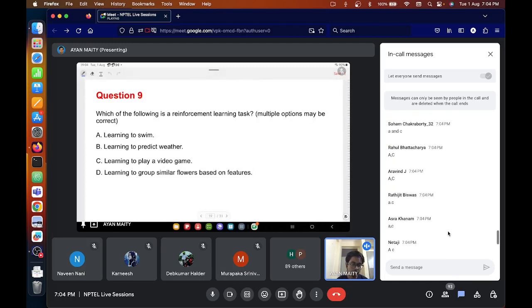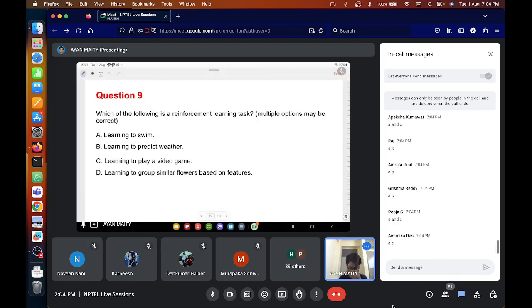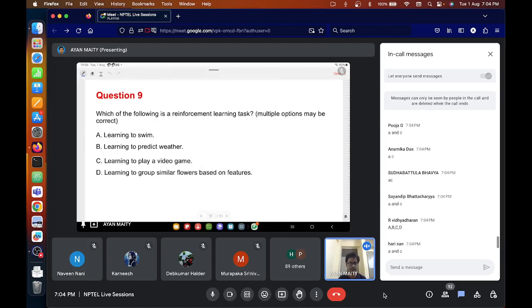So I have already received many answers. Many of you are saying A and C. Okay, I also received one answer, A, B, C, D. Vidyadharan is saying A, B, C, D. That is, all 4 are reinforcement learning tasks. Okay.